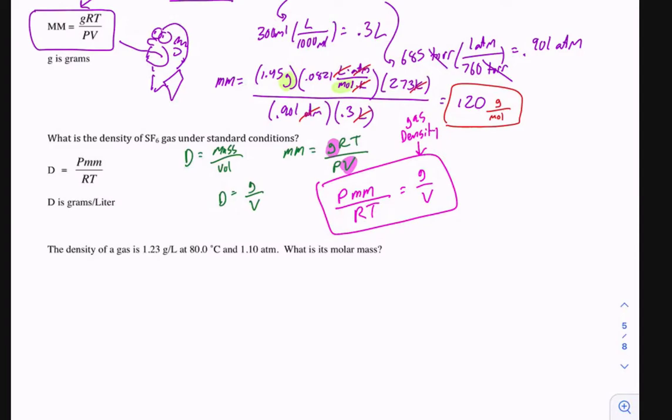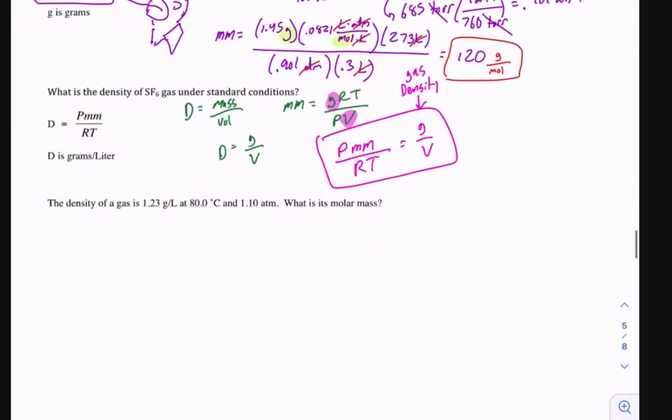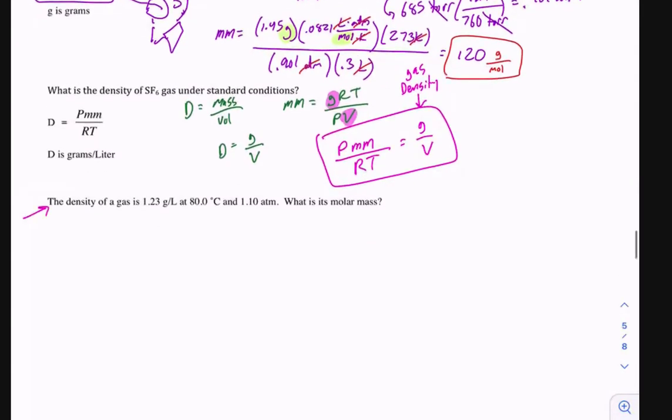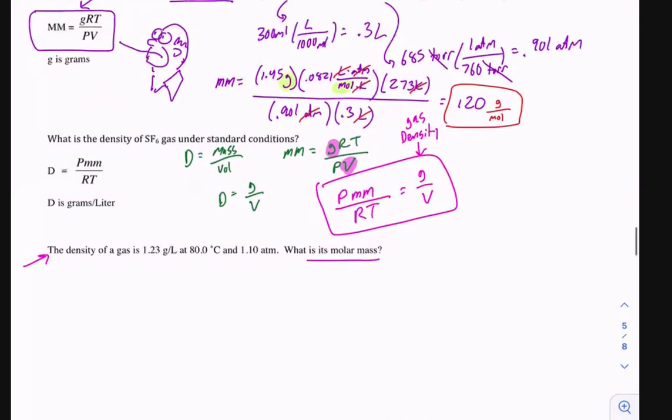Okay, so this problem is not actually asking for density. That's okay. We'll do one solving for density right after this. All right, so this problem right here says the density is 1.23 grams per liter. They're giving you a temperature, they're giving you pressure. What is the molar mass? Okay, so let's solve for molar mass since we're here. All right, so molar mass is equal to G times R times T over PV. Okay, so they are giving me 1.23 grams per liter.